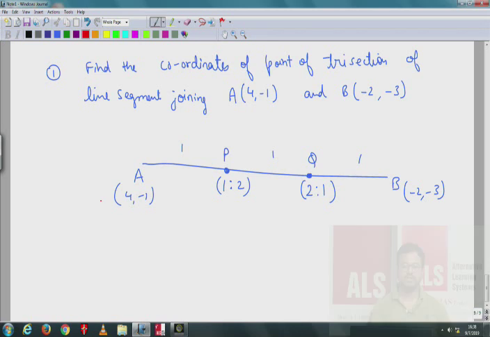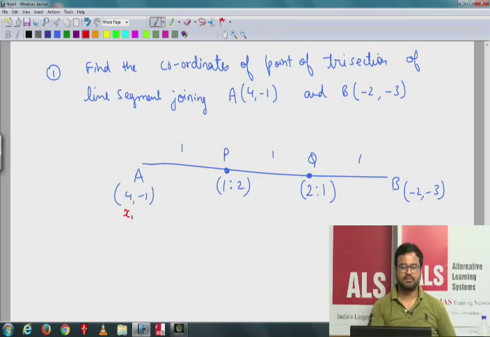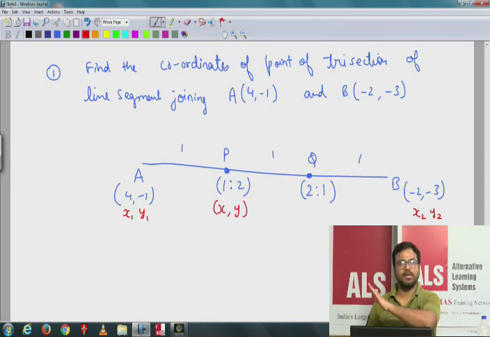So what we have to do, just understand, let us take this one as x1, y1 and this one as x2, y2. Coordinates of point P, let us take x comma y. So this time we have to find the value for x comma y. This point P is dividing the line in the ratio of 1:2. According to the section formula, the left ratio is multiplied by the right side x value and the right ratio is multiplied by the left side x value. So on the left it is 1, so 1 will get multiplied with x2.